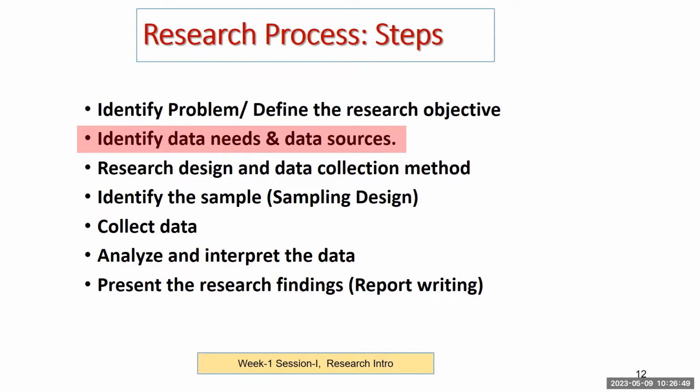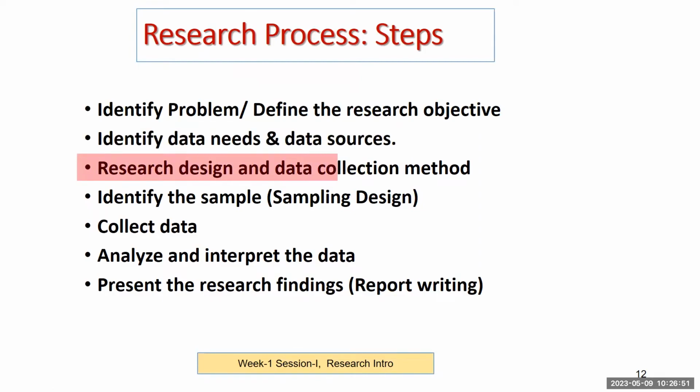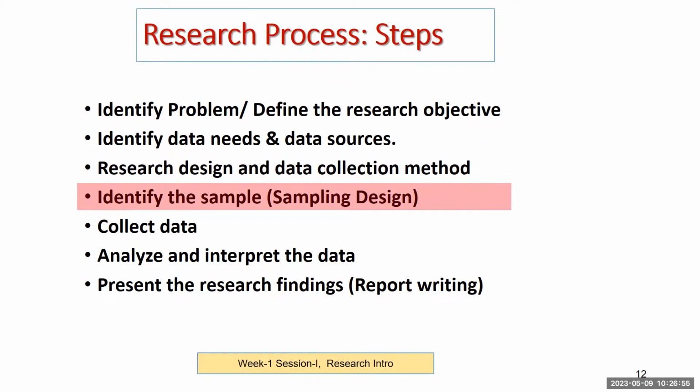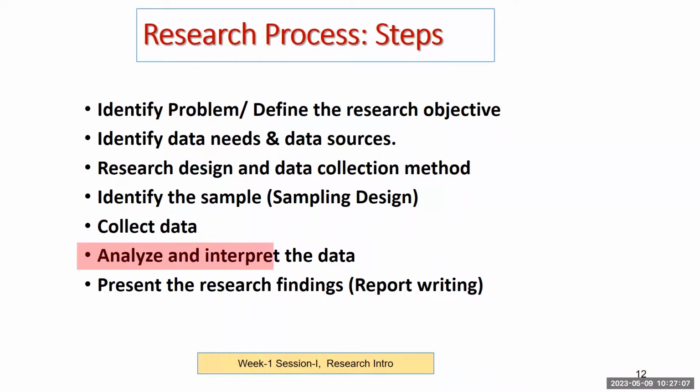Next, the third step will be the research design and data collection method. Then we will be going for a sample design, where we have to identify the sample from among the target population. Once your sample design is ready and the sample is selected, then we go for data collection. We will be discussing in detail different types of data collection. Once you have collected data, then we compile, analyze and interpret the data.